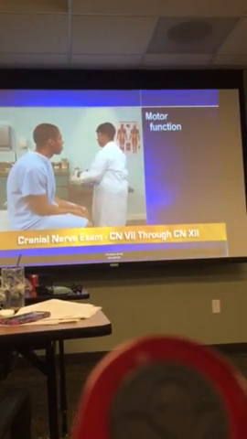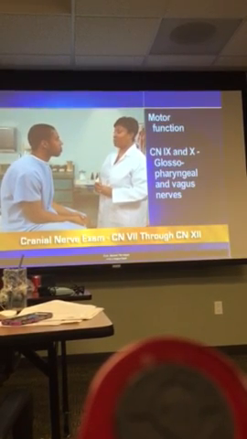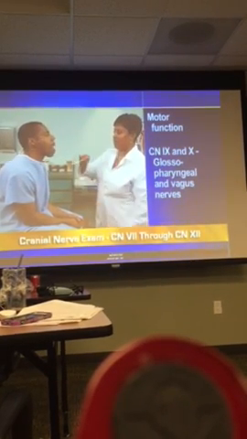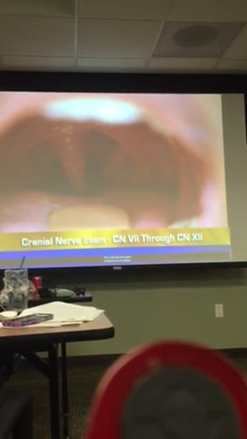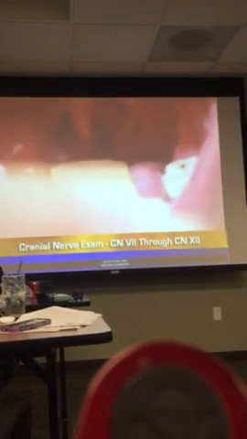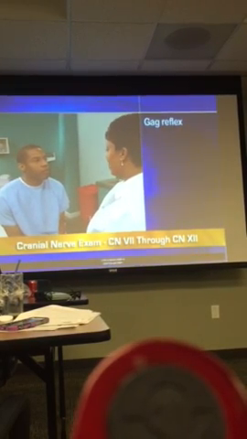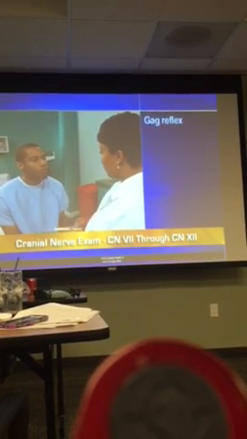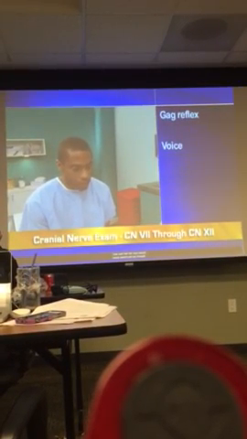Now test the motor function of cranial nerves 9 and 10. First, depress the tongue with a tongue blade and have the person say ah. The uvula and soft palate should rise in the midline, and the tonsillar pillars should move symmetrically. Then touch the posterior pharyngeal wall with a tongue blade to elicit the gag reflex. Also note that the voice should sound smooth and not strained.